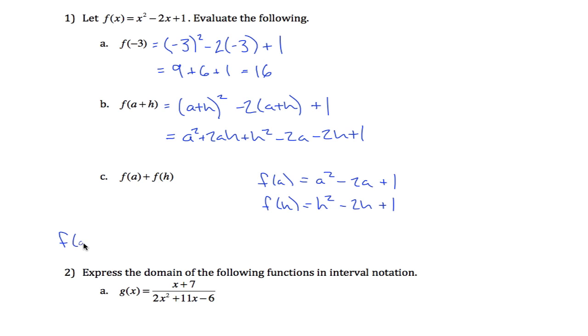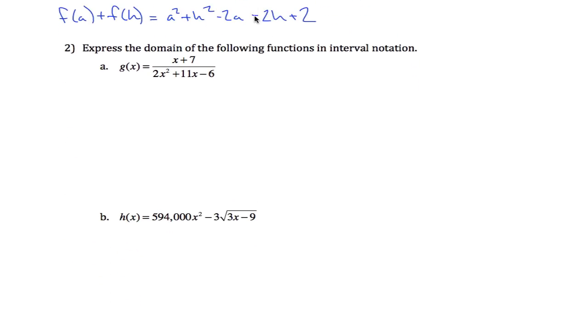So f of a plus f of h is just saying what's this plus this. a squared plus h squared minus 2a minus 2h plus 2, maybe. You don't have to write it in this order. You do whatever you want. Force of habit, I write the terms of largest degree first, which is why these came out in front. But I don't care what you do. As long as you get these same terms in some order, you're in good shape.